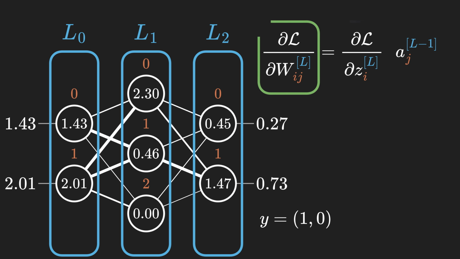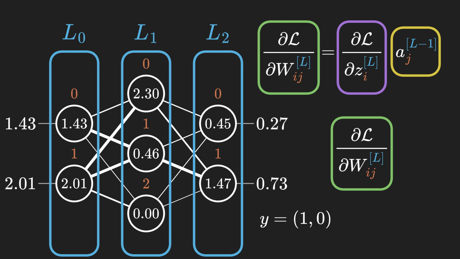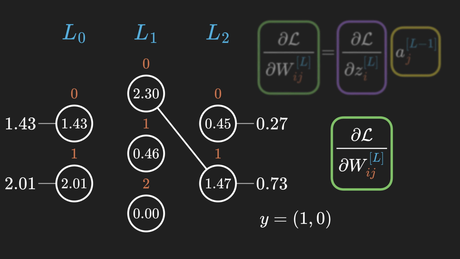Now, let's split this expression into 3 parts. We'll start with the first term. This tells us what we want to compute. It is the partial derivative of the loss function with respect to a single weight. Let's zoom in on just one of the weights. In this term, W is that weight we're calculating. We know that L is the layer, i is the neuron in that layer, so neuron 1, and j is the neuron in the previous layer, so neuron 0.